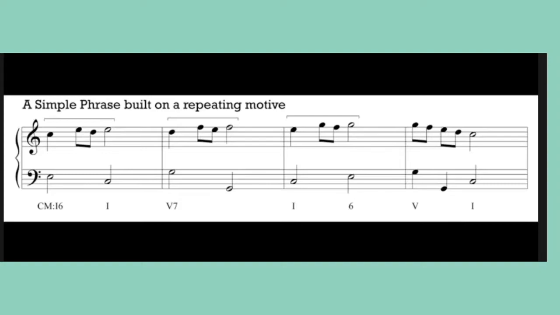One thing we notice about this phrase is that it's built off a repeating motive. The motive has both a pitch and a rhythmic element that repeats. We can see that the melody has a repeated rhythm, quarter, two eighths followed by half, and it also has a repeated series of intervals. It goes up by a third, down by a step, and up by a step.